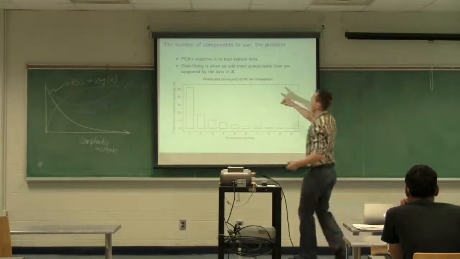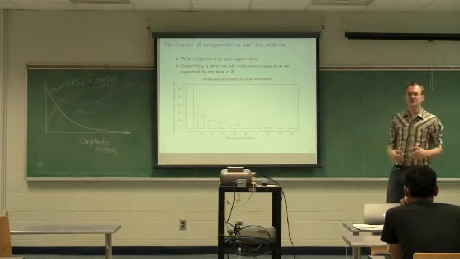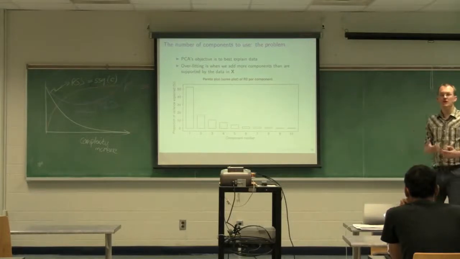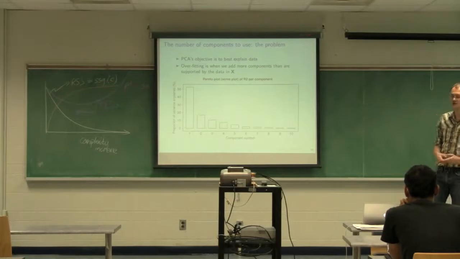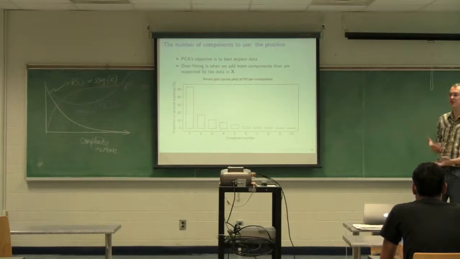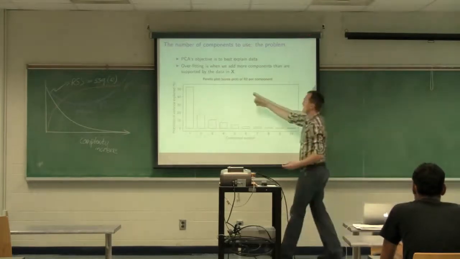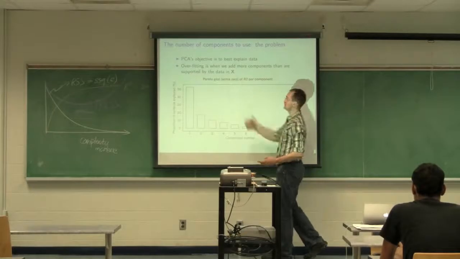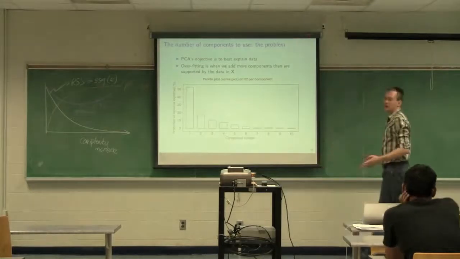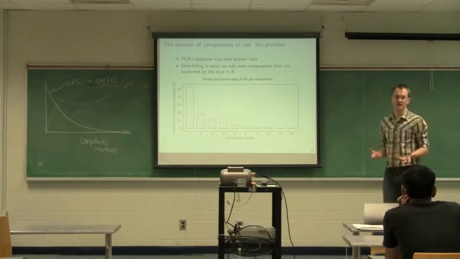PCA, remember, is trying to just best explain the data, no matter what. Same as least squares. Every time you fit a least squares model, it's trying to minimize the sum of squares of the residuals, in other words, best explain the data that you give it. PCA does exactly the same thing, fitting a model to that matrix X by calculating the scores and the loadings. So overfitting occurs when you fit more components than are really supported by the data.